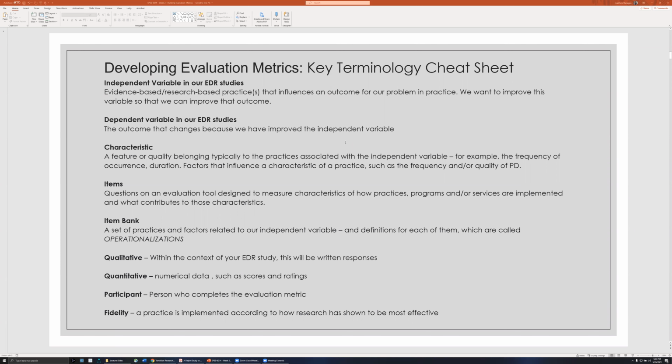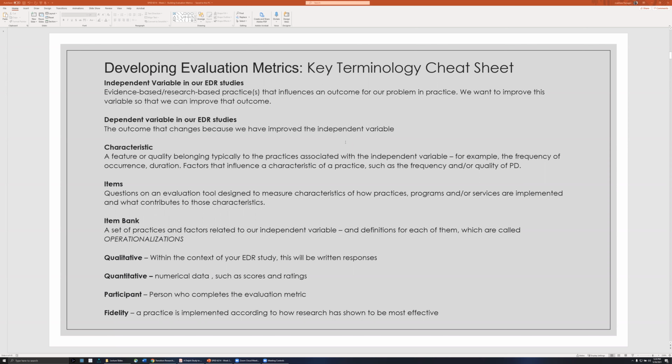So the first thing I want to do is just to rehash what the components of your research question are. Many of you have now seen this beyond this class. I'm sure you have experience with those terms as well. And you all have demonstrated just how well you can create these in your 2.1 organizers, but I just want to make sure and rehash them again. So remember that your independent variable is the practice, program, or service that influences an outcome in your problem in practice. This is the thing we want to improve so that our outcomes improve.